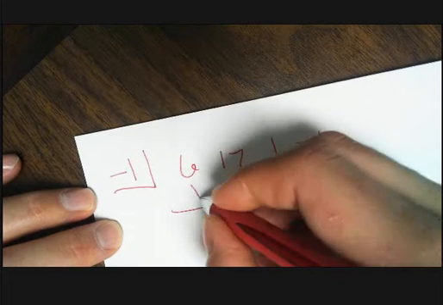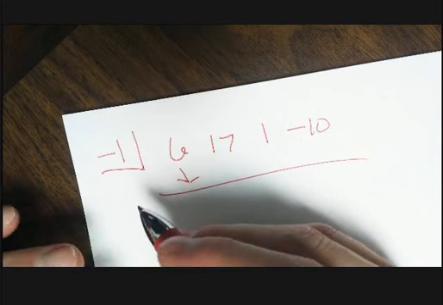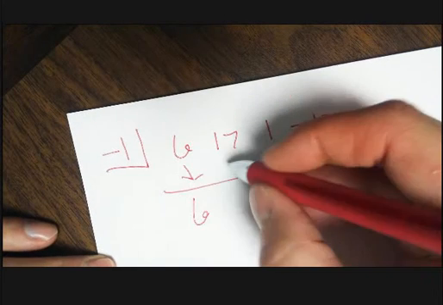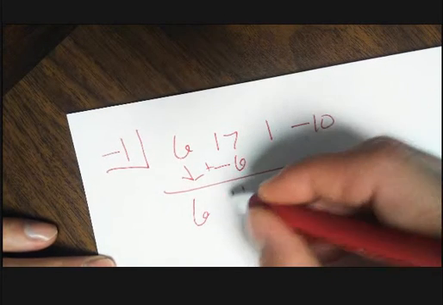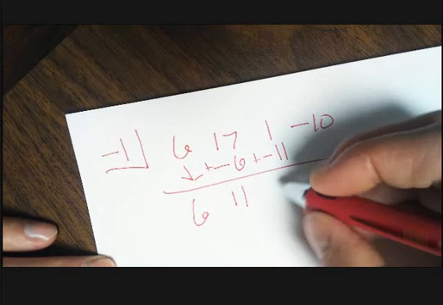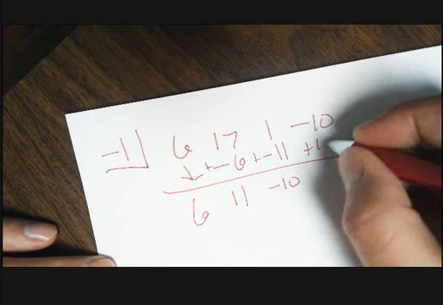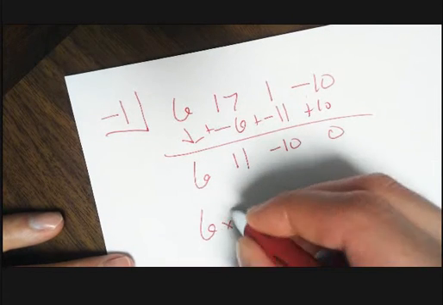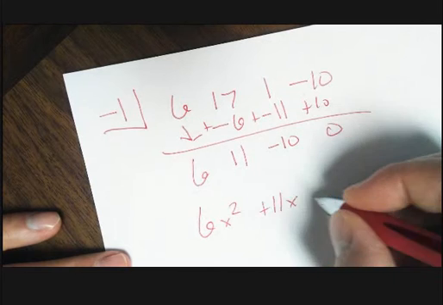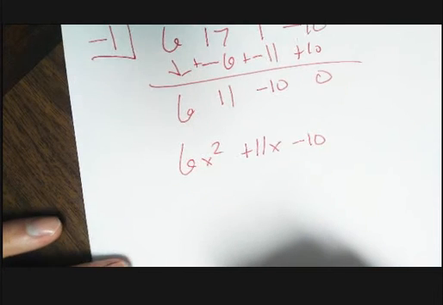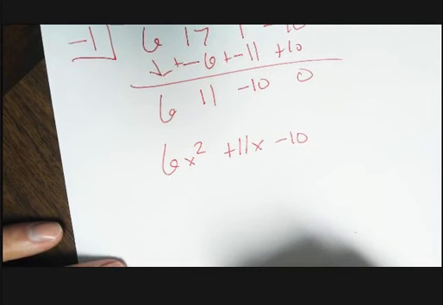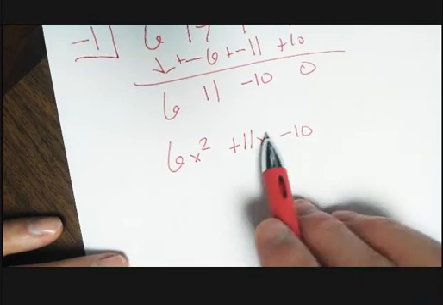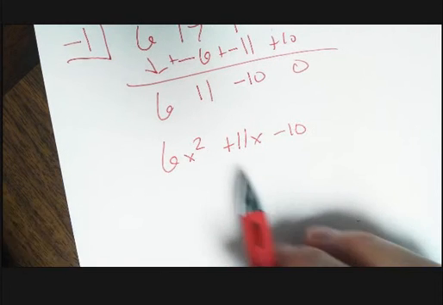And I'm going to show you that -1 works just to save on time. You can test these however you want till you find one. So we're going to multiply, add those together, multiply, add those together, multiply, add those together. So we do see -1 is a 0, and we get the quadratic 6x squared plus 11x minus 10. Okay. And then we want to try to factor this out, which really isn't that difficult.